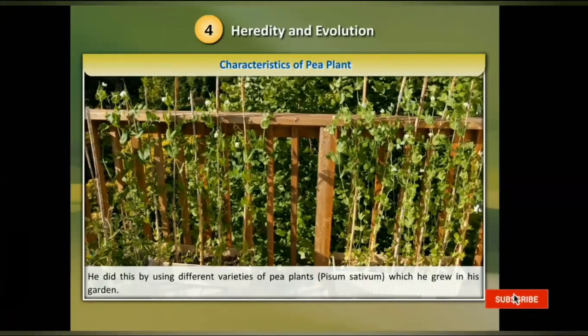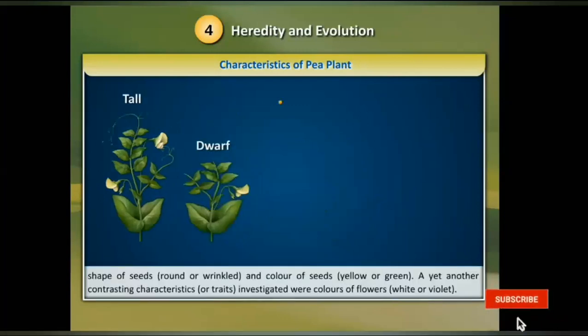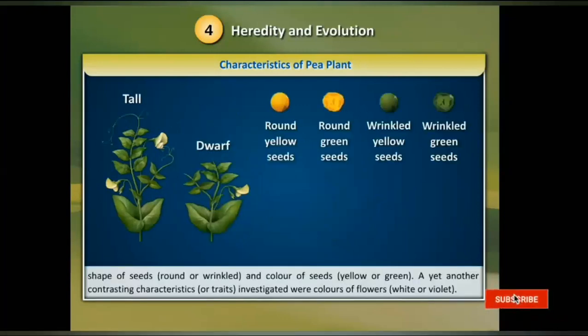Some of the characteristics or traits of the pea plants, whose transmission to progeny was investigated by Mendel, were height of pea plant or length of stem, tall or dwarf; shape of seeds, round or wrinkled; and color of seeds, yellow or green. Yet another contrasting trait investigated was color of flowers, white or violet.